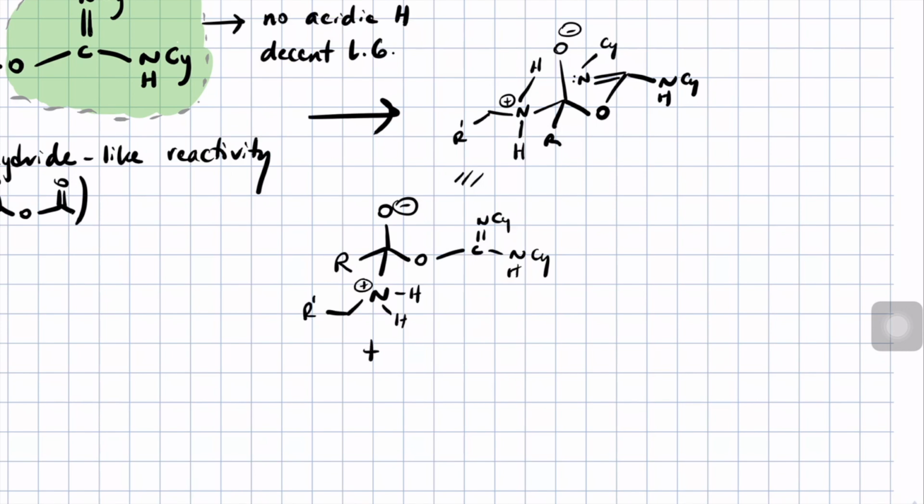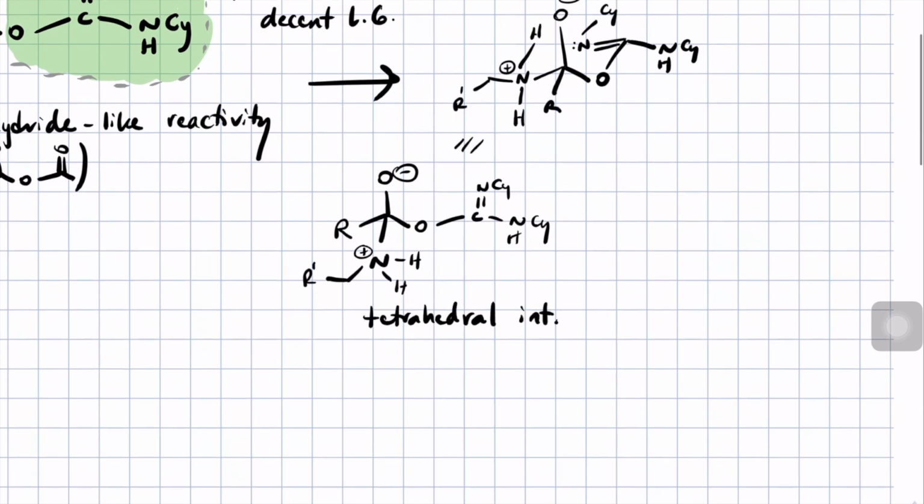So this is our tetrahedral intermediate. And we've got two things that need to happen. We want the nitrogen to stay. Unfortunately, the nitrogen is protonated, so it could readily get kicked off.